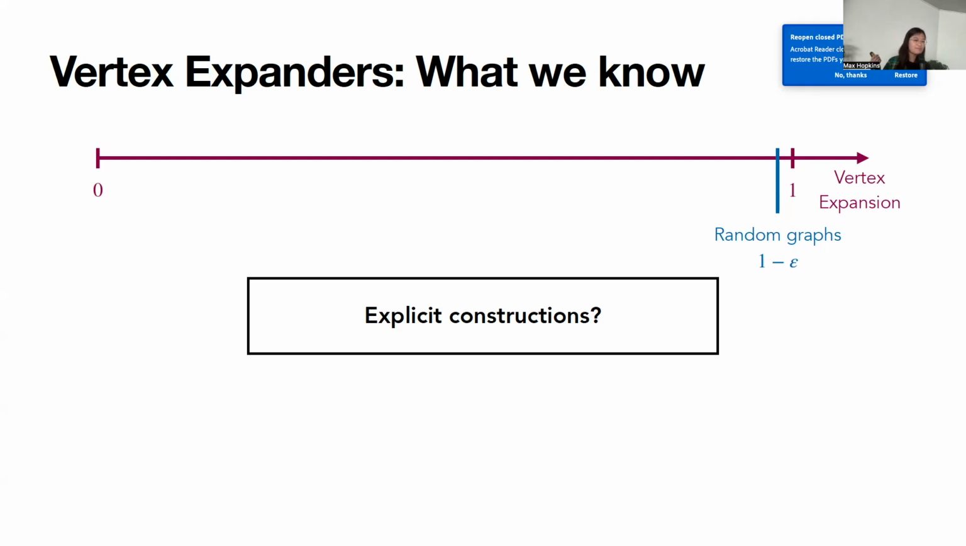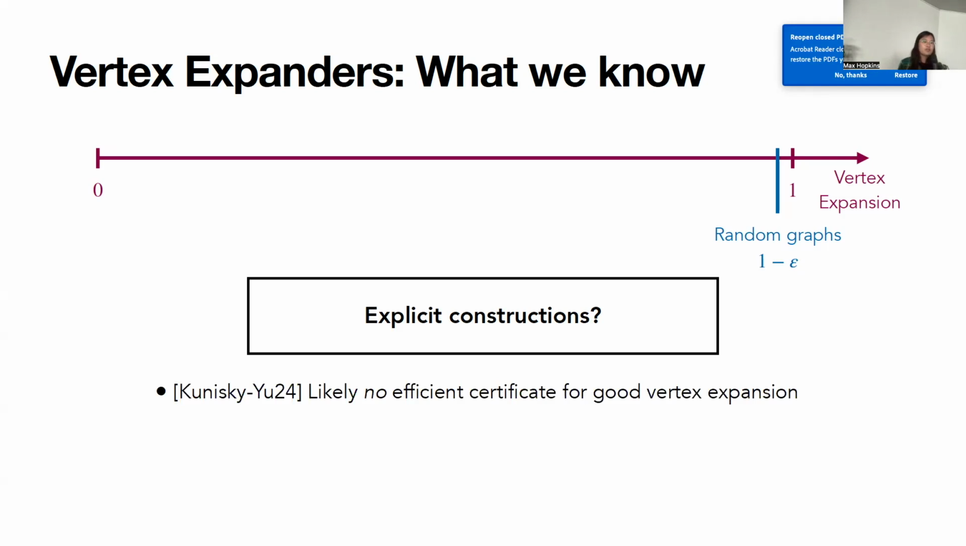But besides the mathematical interest, there are also some other reasons you should care about explicit constructions of these objects. First of all, it turns out that there's likely no efficient certificate for certifying that a given graph has good vertex expansion. So even though you can generate a random graph, and with high probability it has lossless expansion, we don't know how to show that it actually does have good vertex expansion.